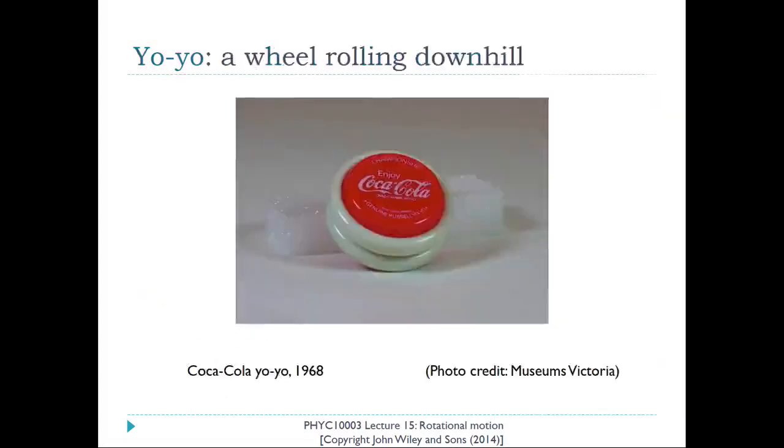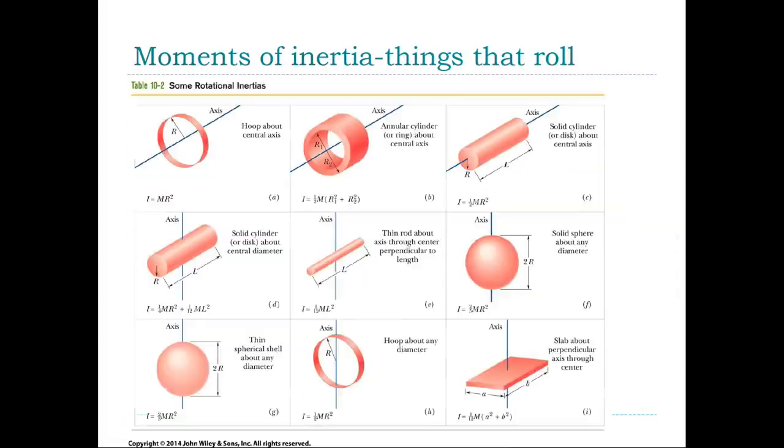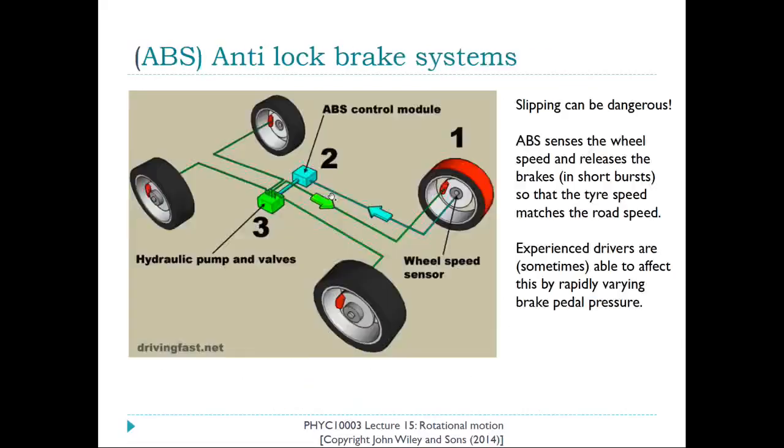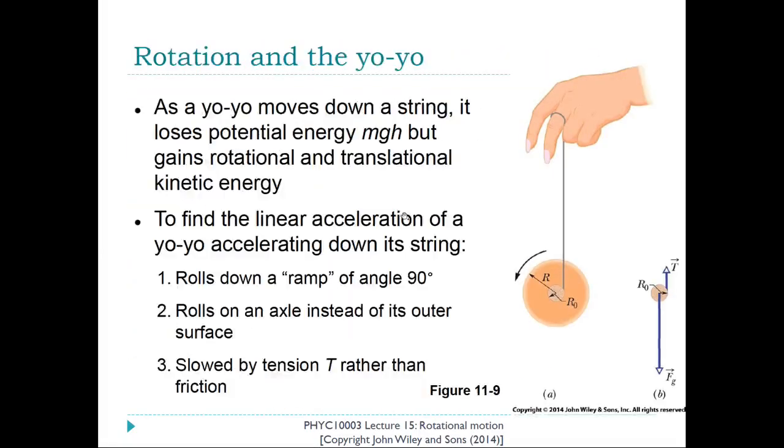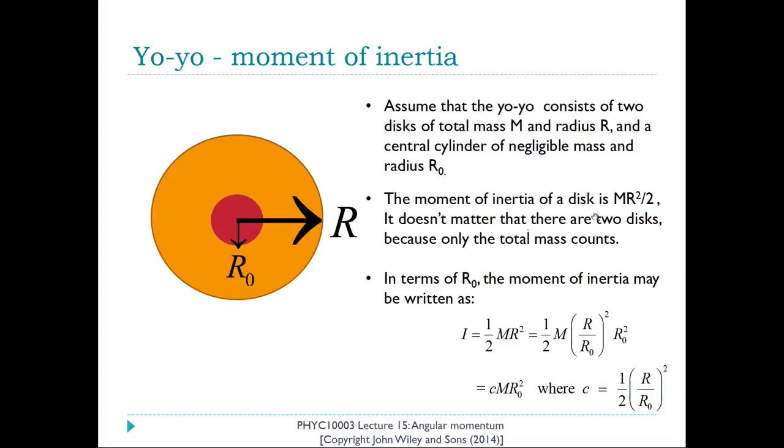I'm going to see if we can pop back real quick and have a look at that. Where is it? Yes, right here: 1/2 mass times the radius squared. So that's where the 1/2 comes from. In terms of r naught, the radius of the small disk in the center, the moment of inertia can be written as such. So what we're going to do here is an interesting little trick.